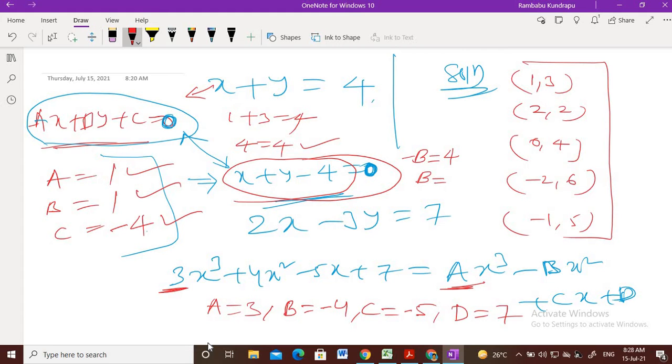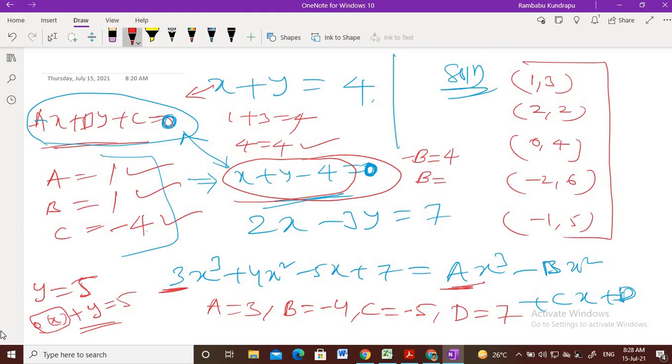Yesterday only I have explained that you can write a linear equation in two variables. For example, y is equal to 5. You can write this equation in two variables also. How? You can write 0 into x plus y is equal to 5. Now you see here two variables are there, but 0 into x is 0, means the x variable is not there. So this is y is equal to 5.